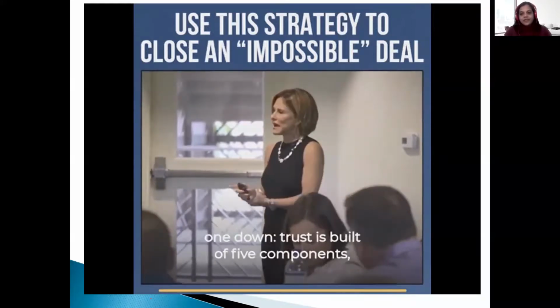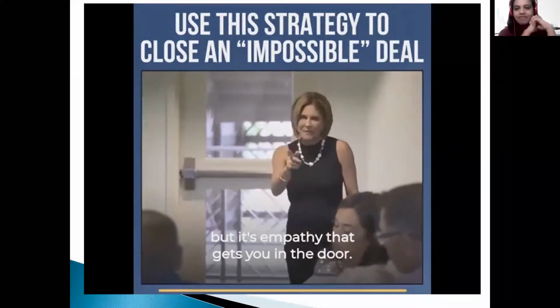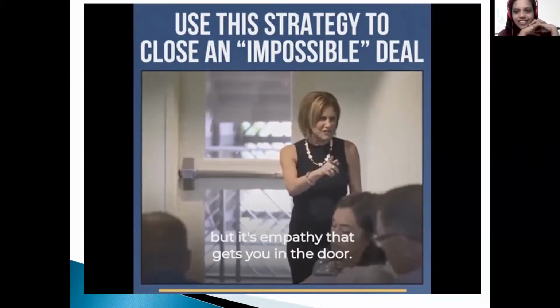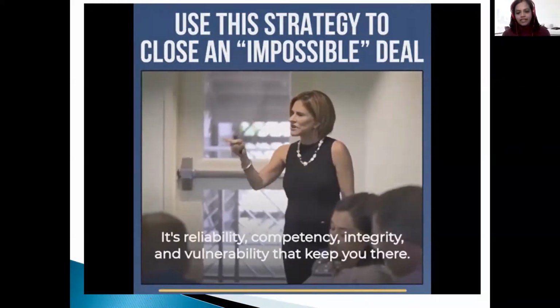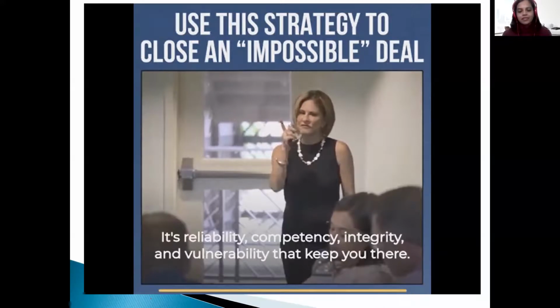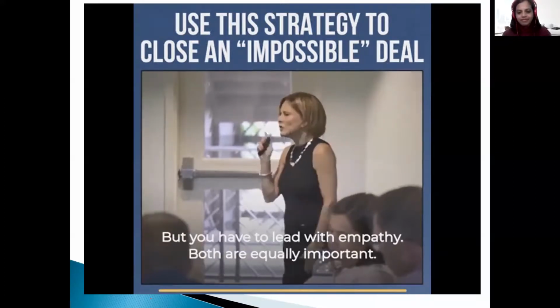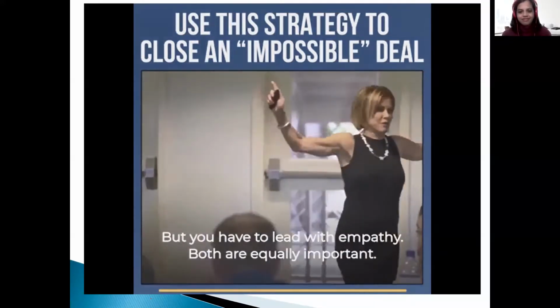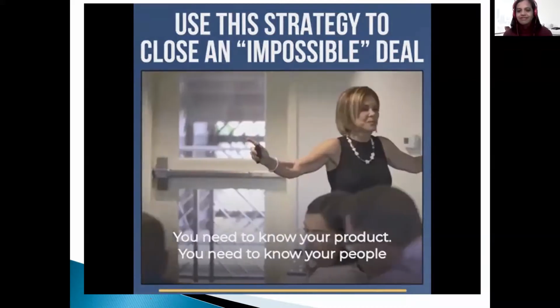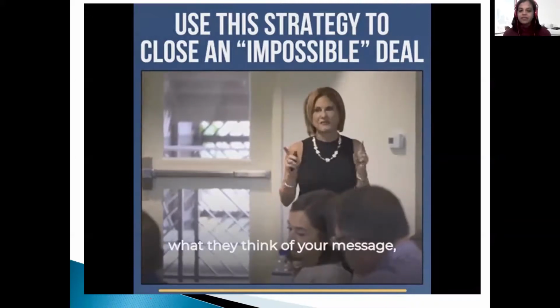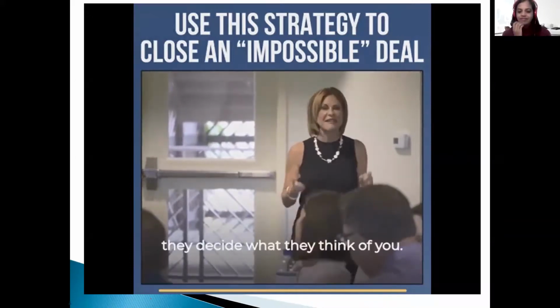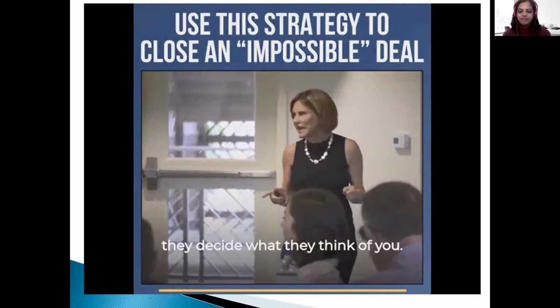And that's why you may want to write this one down. Trust is built of 5 components, but it's empathy that gets you in the door. It's reliability, competency, integrity, and vulnerability that keep you there. But you have to lead with empathy. Both are equally important. You need to know your product, you need to know your people. But here's the thing. Before people decide what they think of your message, they decide what they think of you. Don't ever forget that.